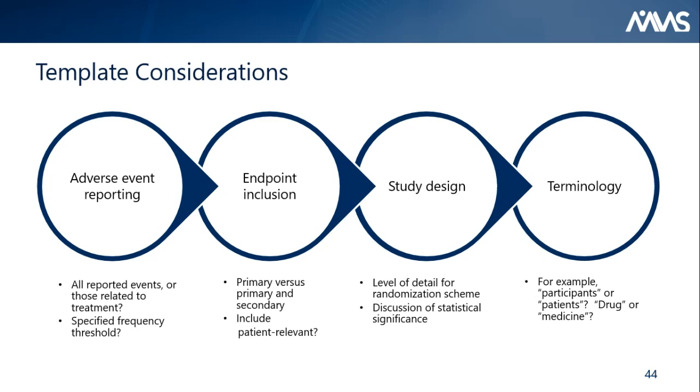Finally, when we work with sponsors to develop lay summary templates, we try to standardize the types of information reported as much as possible. So this could include questions of adverse event reporting, such as whether to report all causality AEs or just the treatment-related AEs. The endpoint inclusion, such as do we only report primary endpoints, primary and key secondary, or all endpoints, how to describe the study design, and finally, what terminology should be used as a standard?